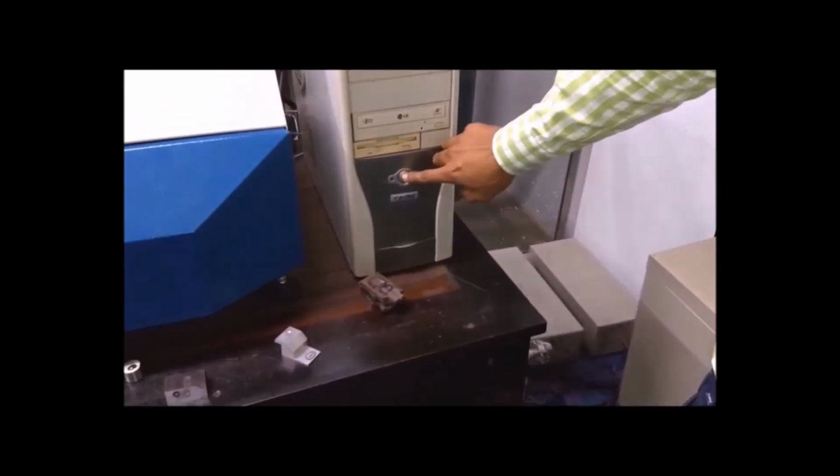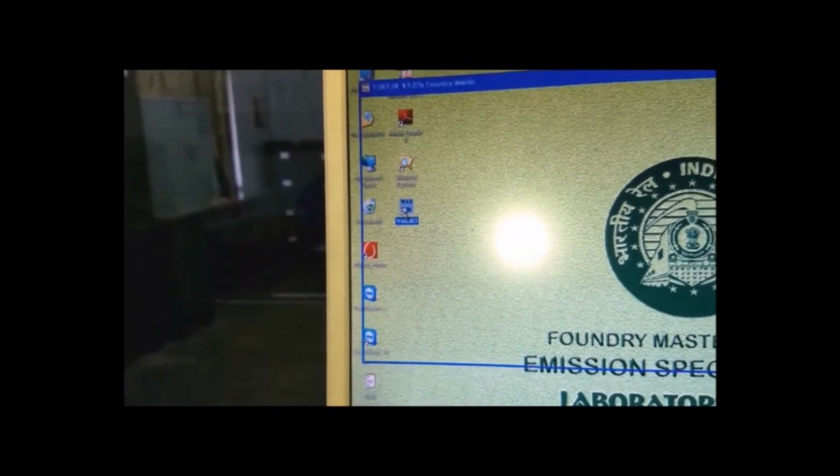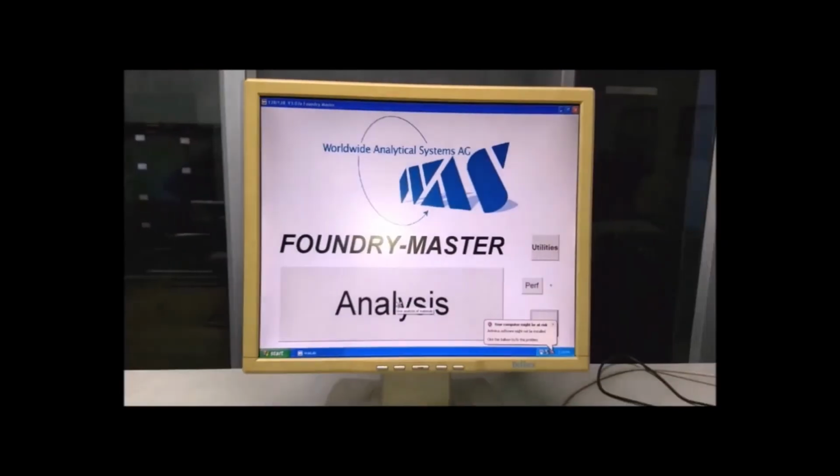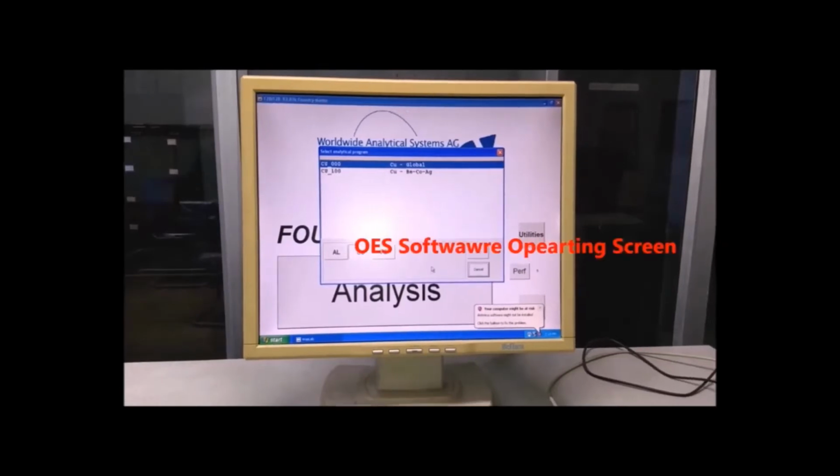Then the device and the readout computer system is switched on. As can be seen on the computer system screen, the computer system contains pre-installed OES software which will be further used for spectrometric analysis.